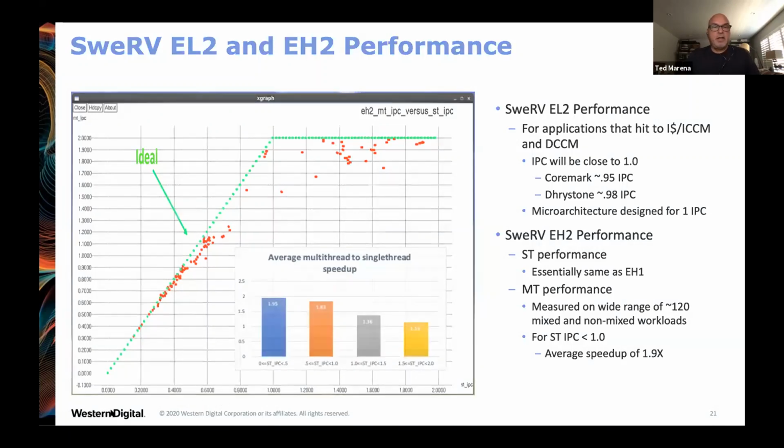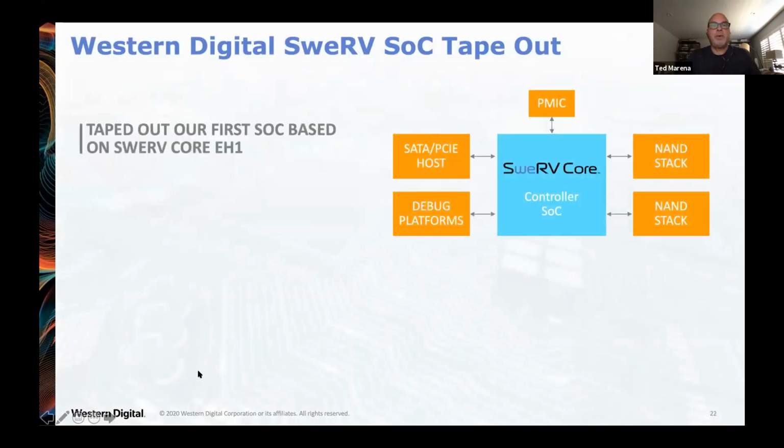Okay, so let's see here. Just to talk a little bit further, we taped out the first SoC based on a Swerve core, and it's a controller. It has these types of interfaces. Can't get into too many more details.